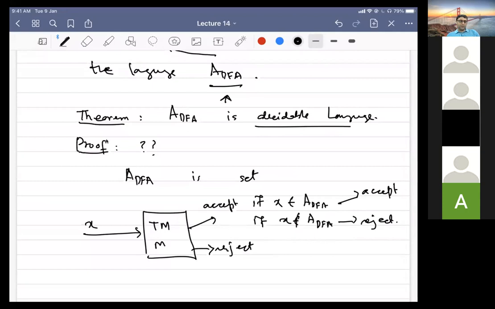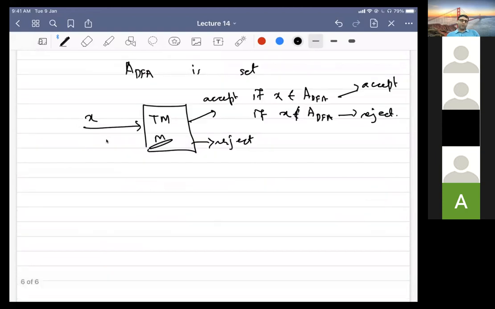So the proof means that if I can show that such a Turing machine exists, and since I say it decides, it means that this Turing machine must stop on all possible inputs. It should never go into an infinite loop. So the question is: is it possible to construct such a Turing machine? How can we construct this Turing machine here?